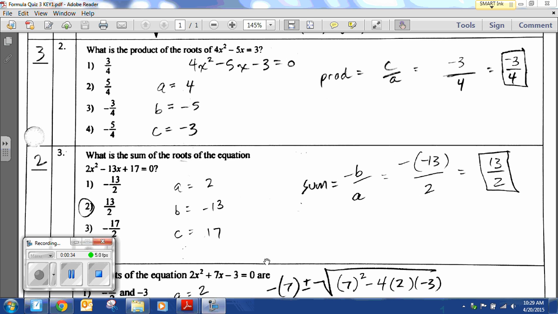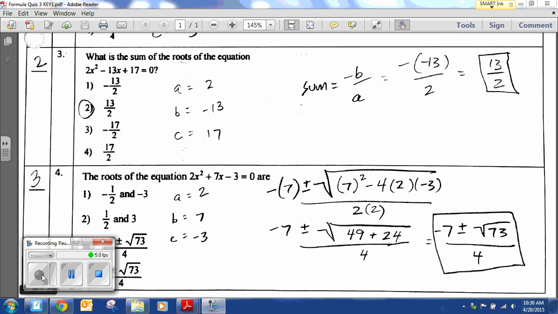Number 2, product of the roots is C over A. You want to first put everything in standard form, subtract 3 from both sides. A is 4, B is -3, C is -3, and we have C over A is -3 over 4.